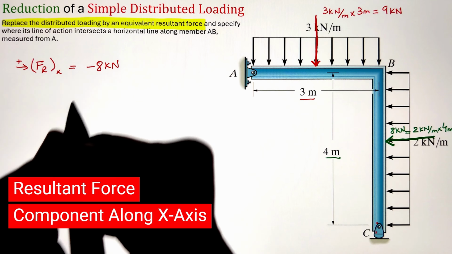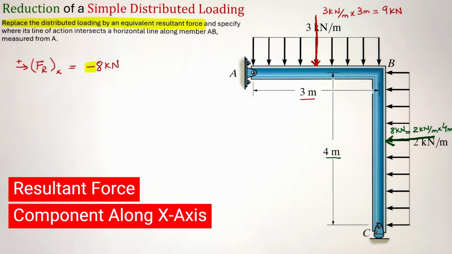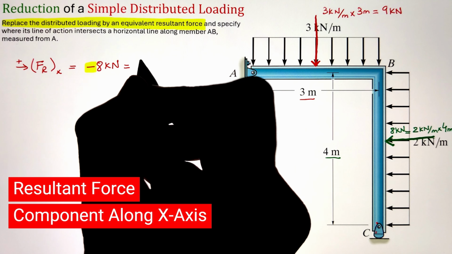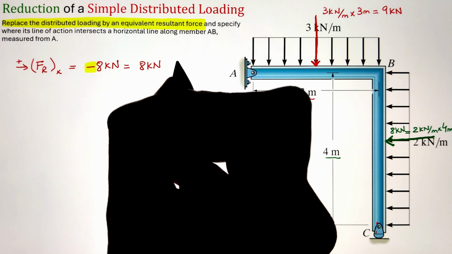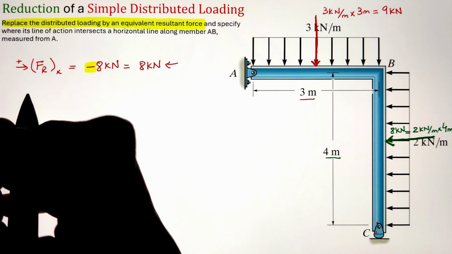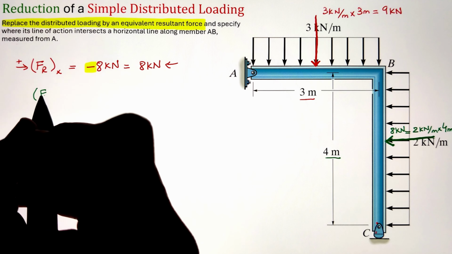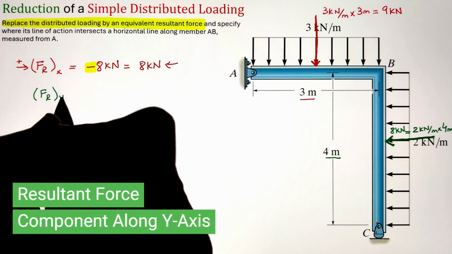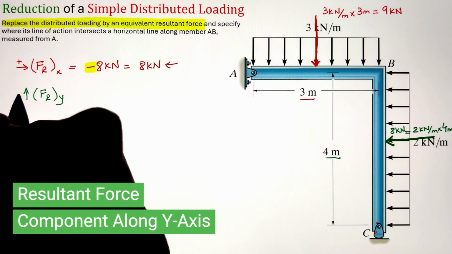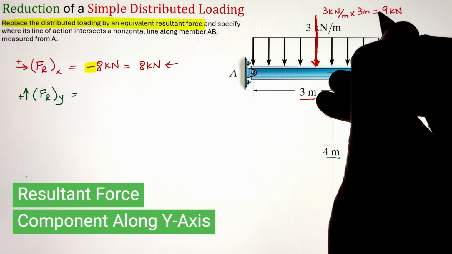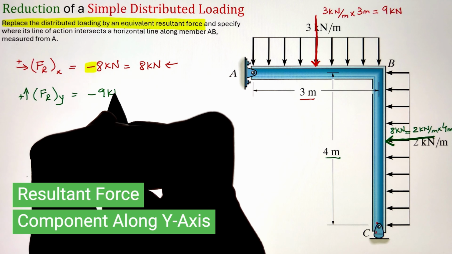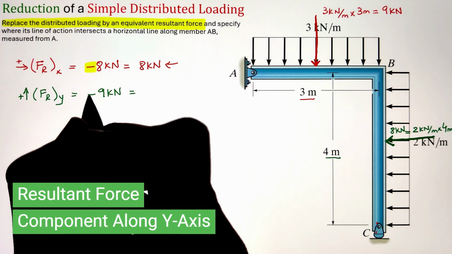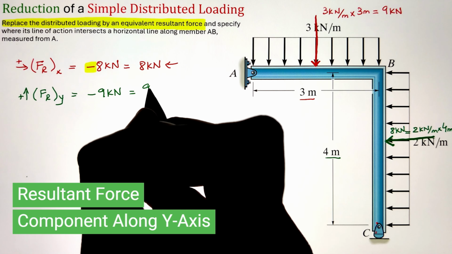Now let's go ahead and figure out the resultant force component along the x and y direction. Since in this case I have just one force acting along the x, that is of 8 kilonewton going towards the left, that's why it is given as negative 8 kilonewton. Whereas for the y or the vertical axis, we have just one point load of 9 kilonewton that is acting downward. That's why we have our value of negative 9 kilonewtons.